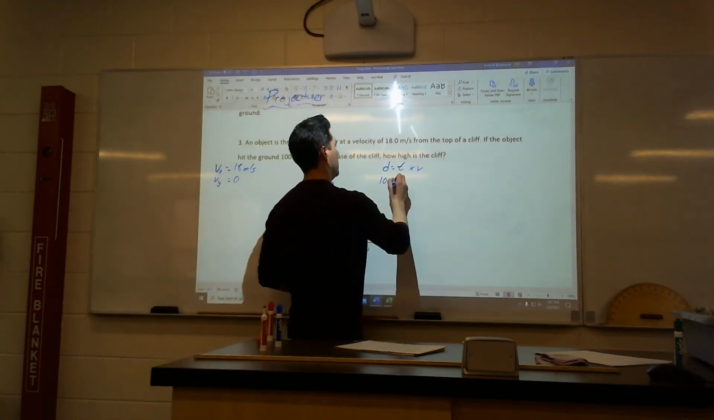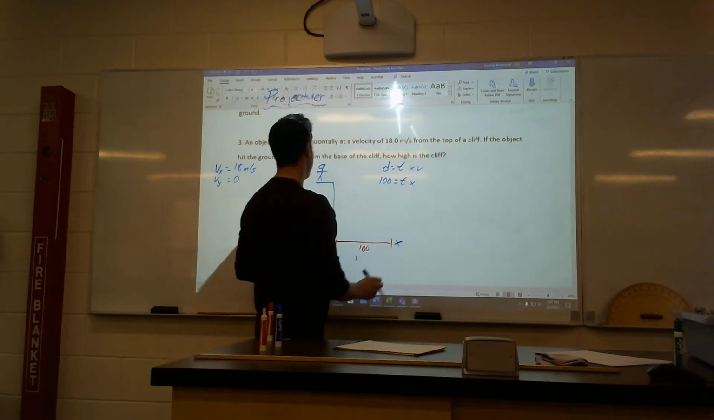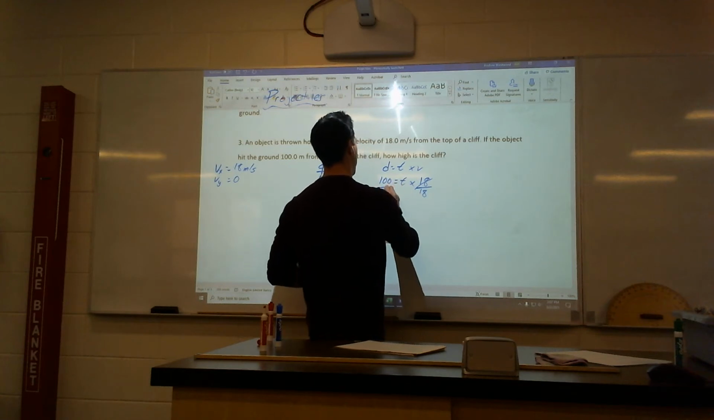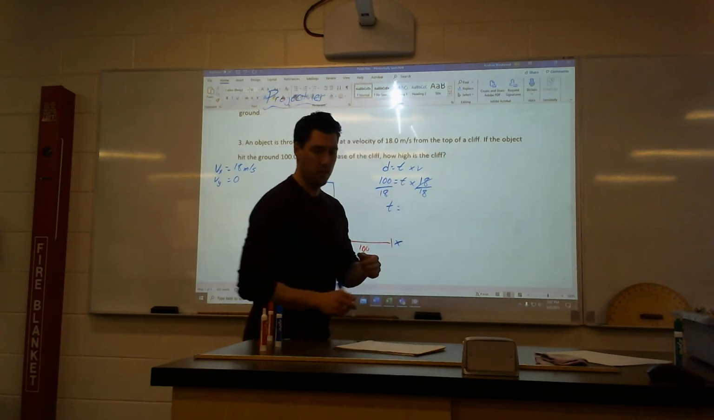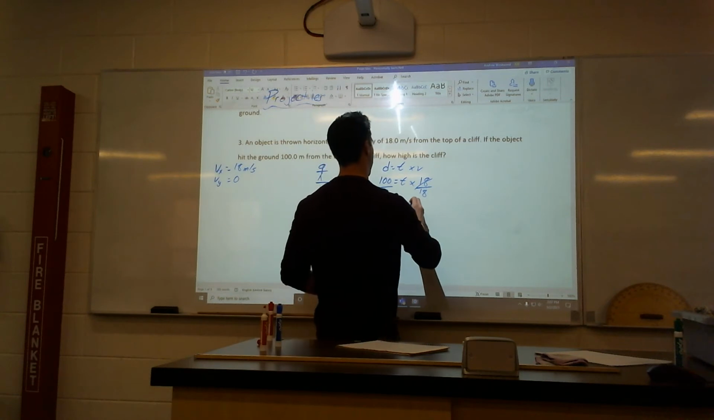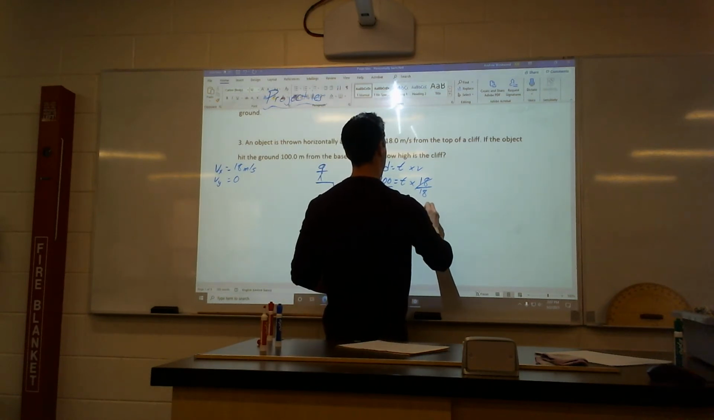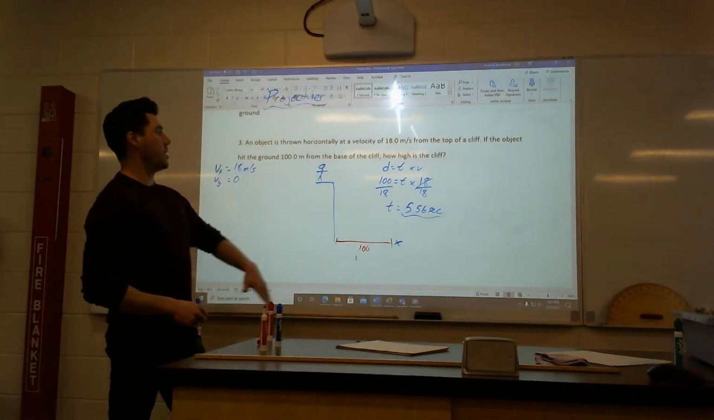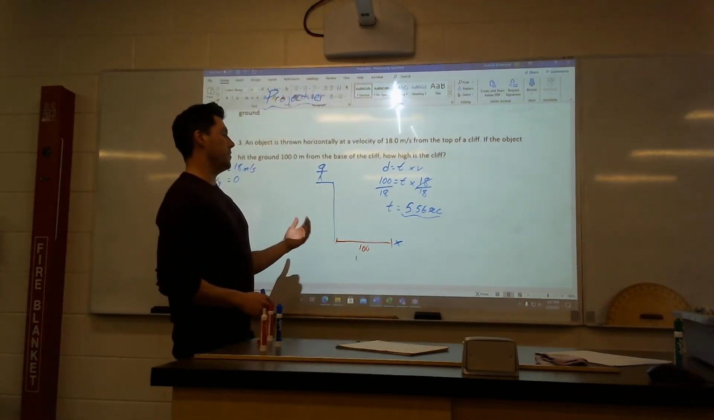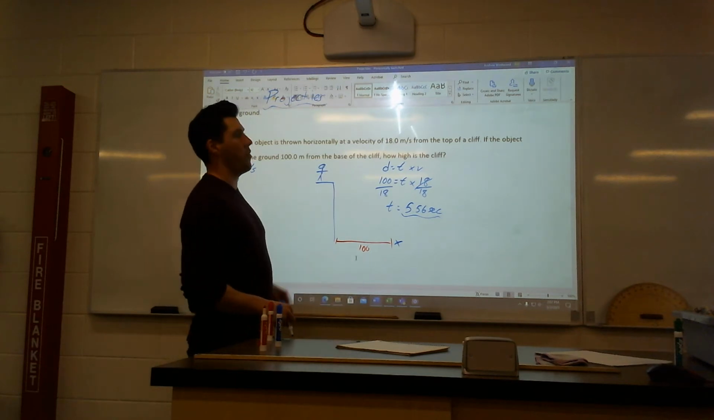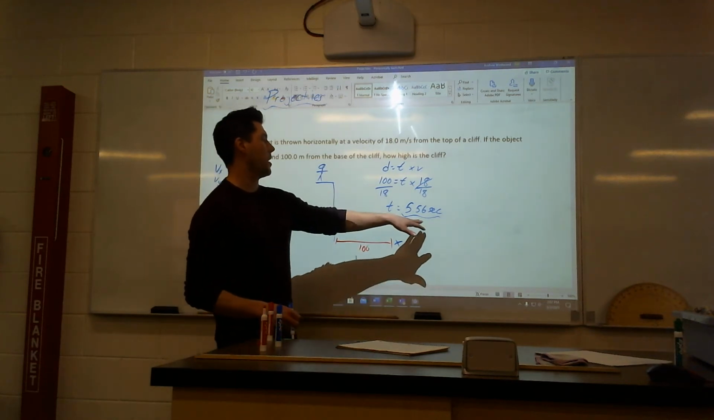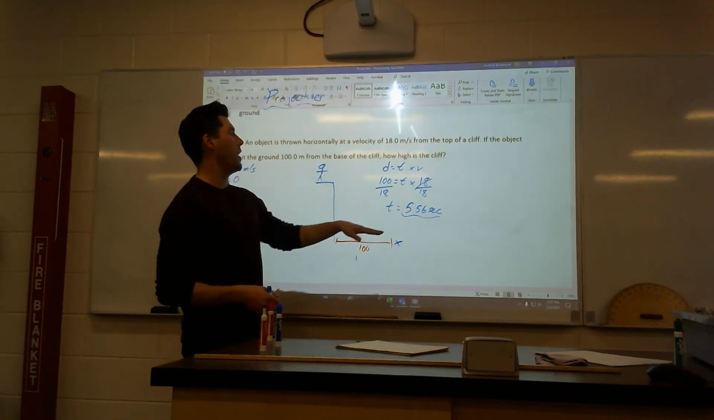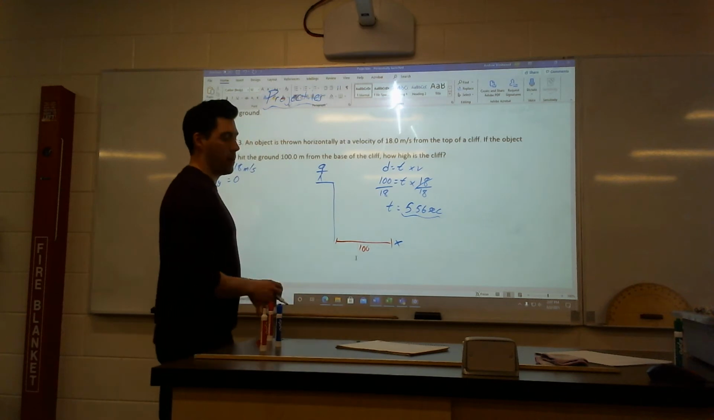We don't have time, but we do have a distance in the x direction. 100 equals time multiplied by the velocity in the x direction, 18. So divide by 18, and our time is going to be 5.56 seconds. So I have the time that it took to go down. And it doesn't matter if it went 100 meters or 1,000 meters or 2,000 meters; if you get that same exact time, the distance up and down is going to be exactly the same.